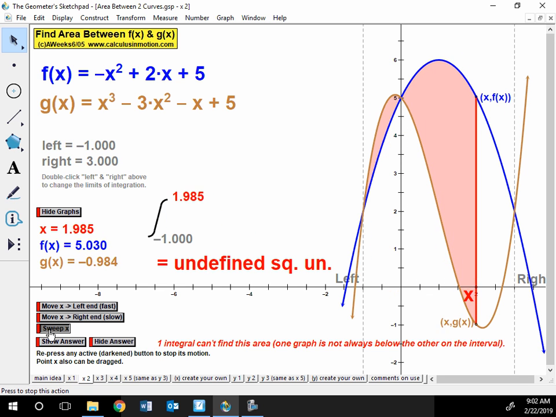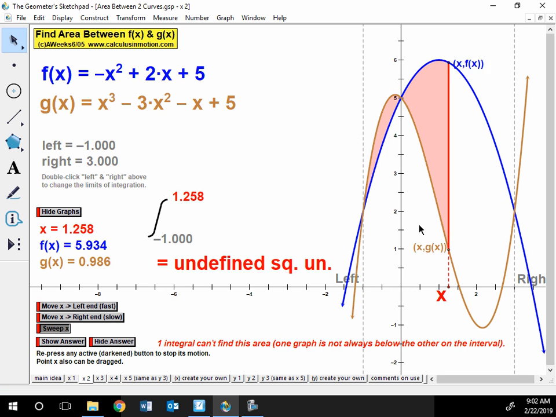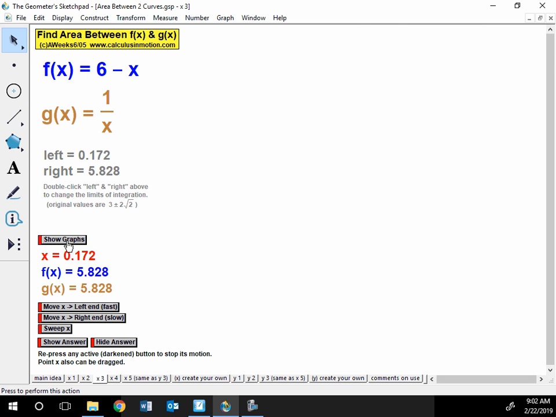Okay, well. So what it's trying to say here is you can't just do one integral. One integral can't find this area because it changes. So we'd have to do the two different integrals. Let's see if it does it in this one.